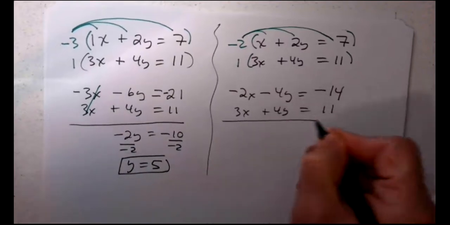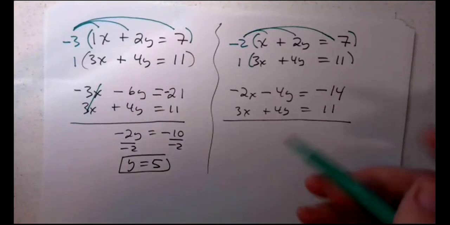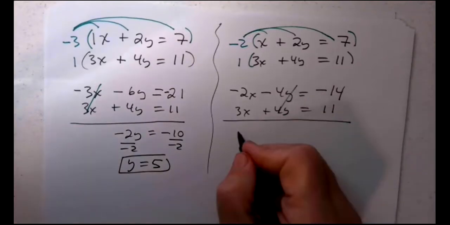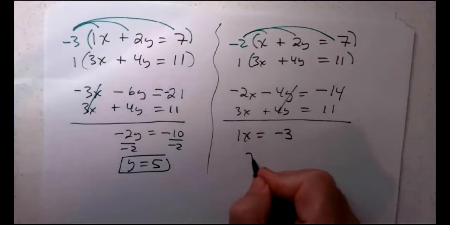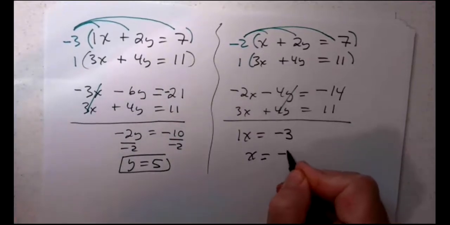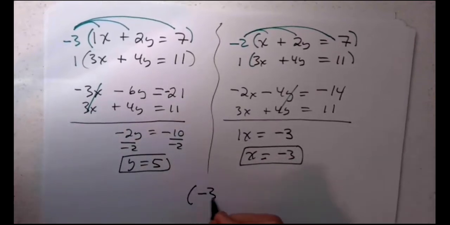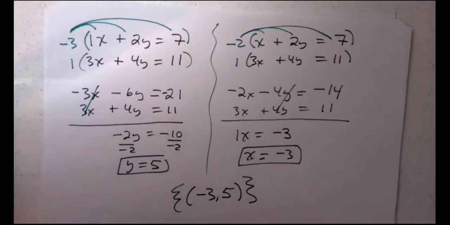And let's see what we get. The y's subtract out this time. And we have 3x minus 2x, which is 1x, equals negative 14 plus 11, which is negative 3. So x equals negative 3. So our solution is the point x is negative 3 and y is 5. And we could even put curly braces around that. It's a set of points that includes negative 3 comma 5.